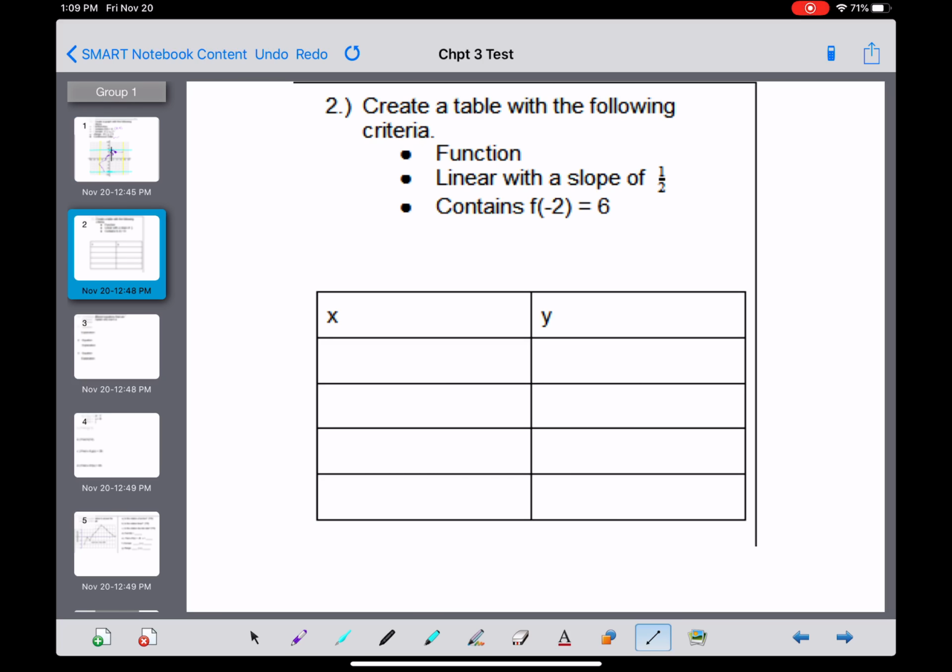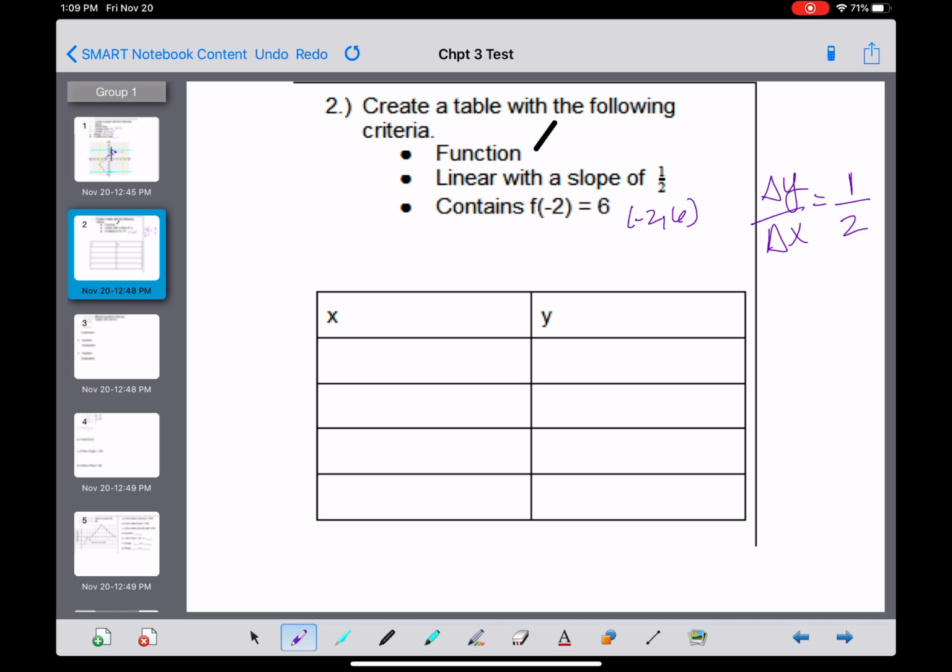Question number 2, create a graph that is a function, so x cannot repeat, has a slope of 1/2, and contains the coordinate (-2, 6). I think the hardest thing here is getting that slope to be 1/2. So remember, that's our change in y over change in x. So my change in y has to be an increase of 1. My change in x has to be an increase of 2.